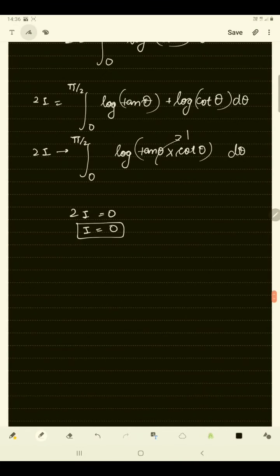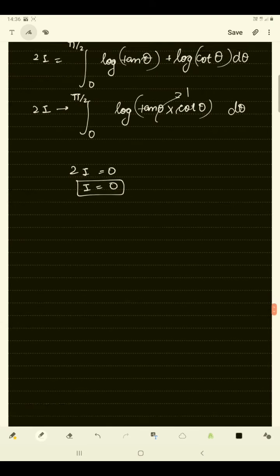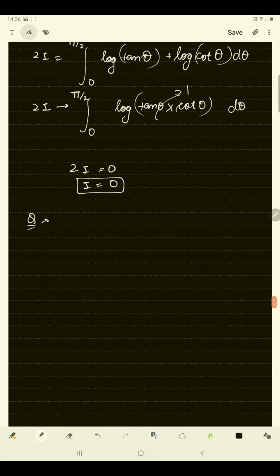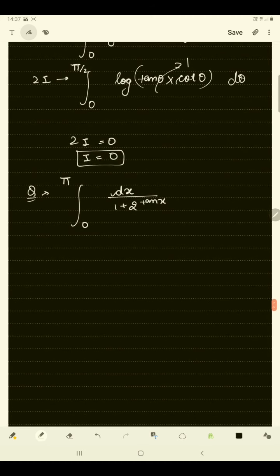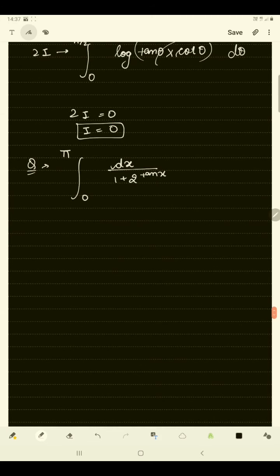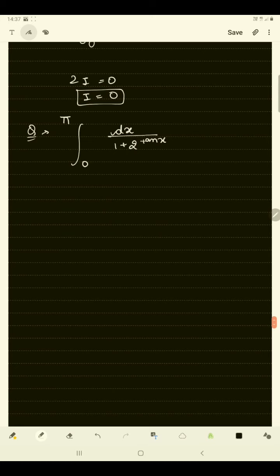So let's do another question. This question is also very important, so let me just write this for you. So dx upon 1 plus 2 to the power tan x. Now here we don't have any problem with the limits, nor do we have any problem with the numerator, so we are just going to apply the King's property straight.